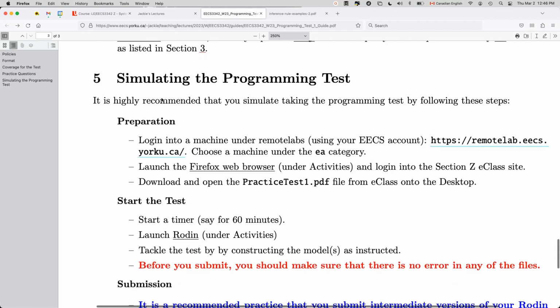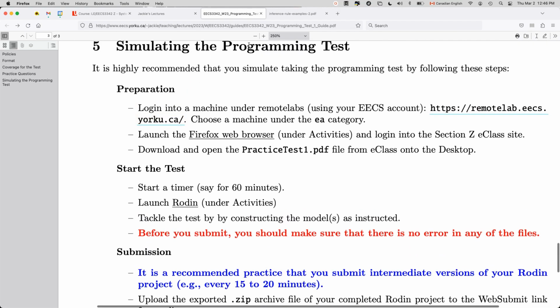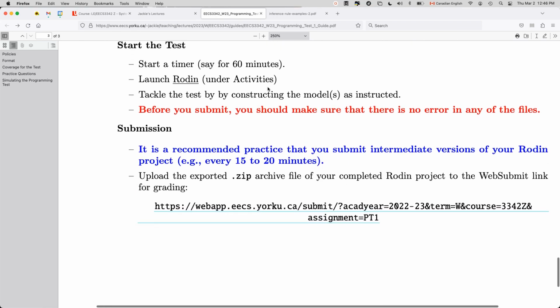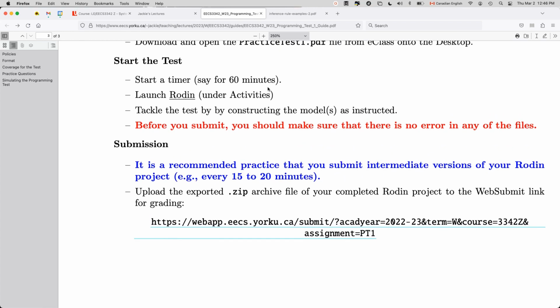Anyway. And you can also look at this part over here to see how you can simulate the programming test using the remote lab. The look and feel for Rodin will be just the same in the actual lab test. So just try to use a remote lab to practice. All right, guys, do you have any question about a programming test? I have 4 minutes. Go ahead.